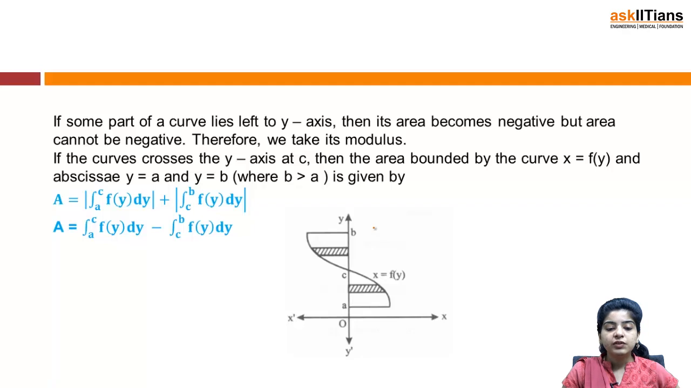Again, parallel to this, if some part of a curve lies to the left of the y-axis, we have this is the curve, these are the ordinates. Then again what you will do is you split it up into two parts, and the area would be the modulus of integral A to C of fy dy plus the modulus of integral C to B of fy dy. Now this is positive, so it will become integral A to C of fy dy. Then we'll have minus integral C to B of fy dy.